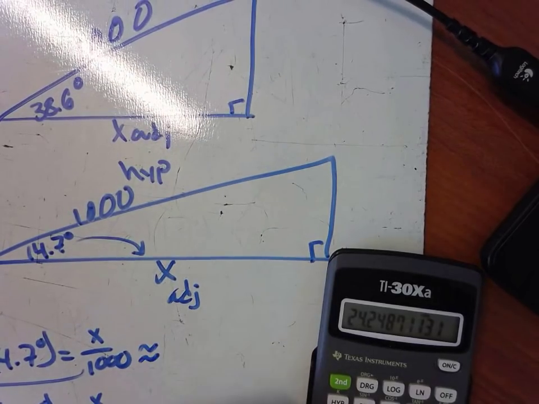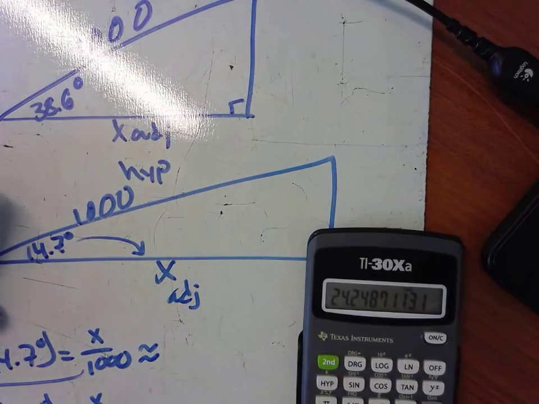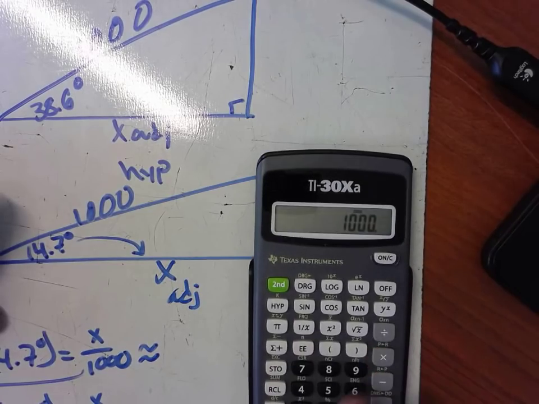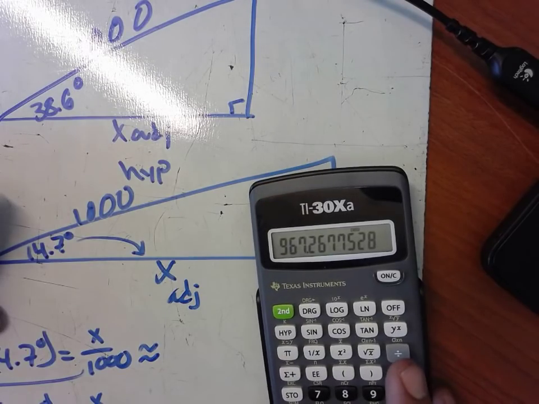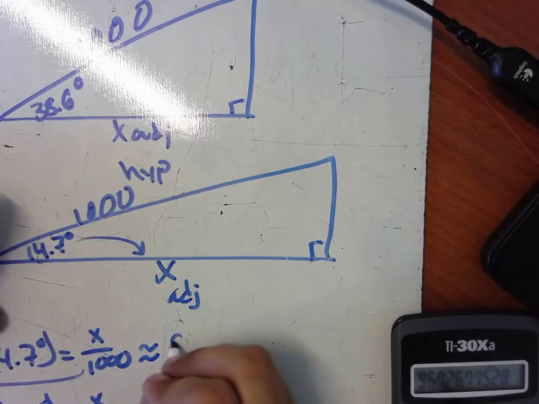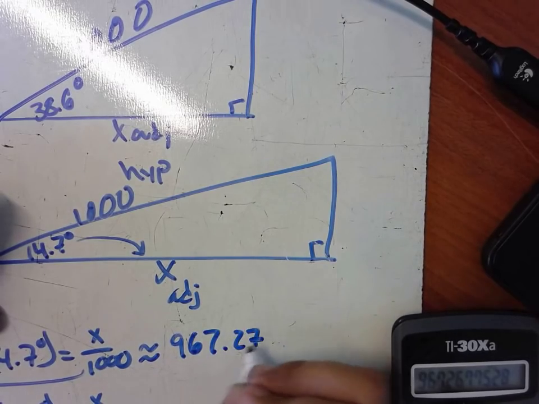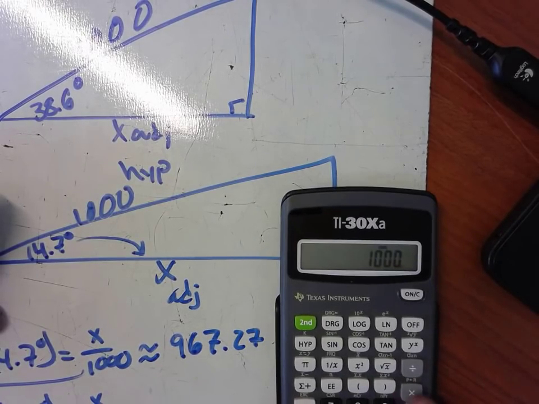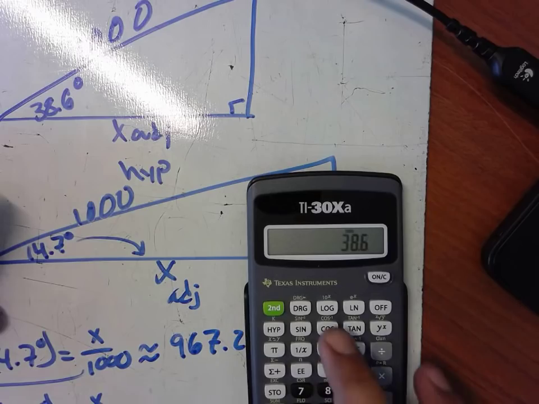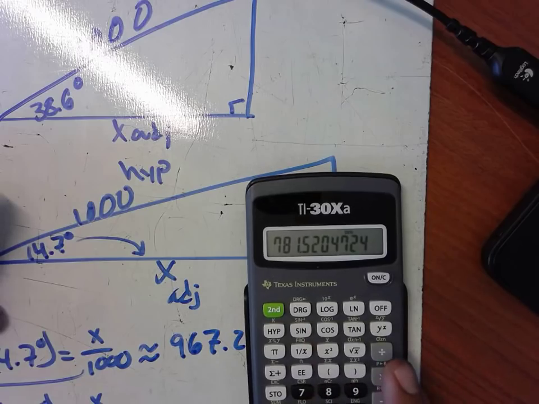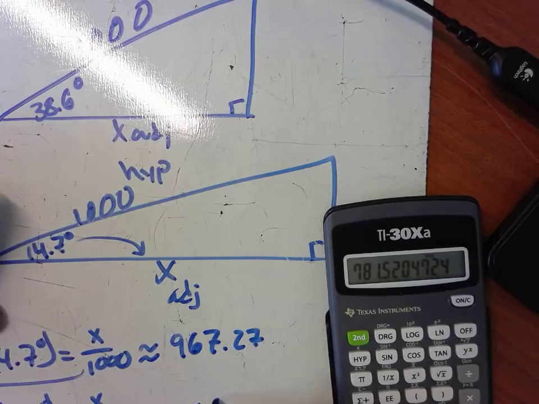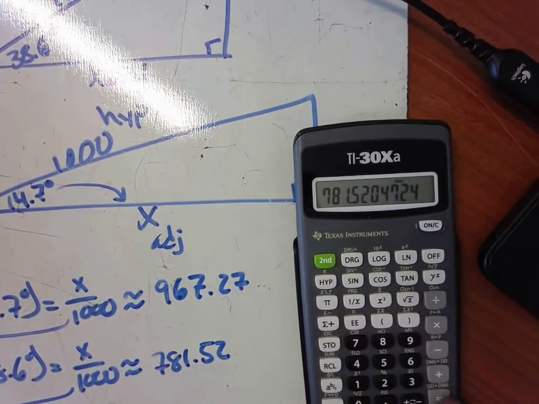The smaller one, let's get an approximation, is going to give you 1,000 times 14.7 cosine, enter, 967.27. The next one, 1,000, the larger hill, times 38.6 cosine equals 781.52. And it says how much longer is the horizontal distance.